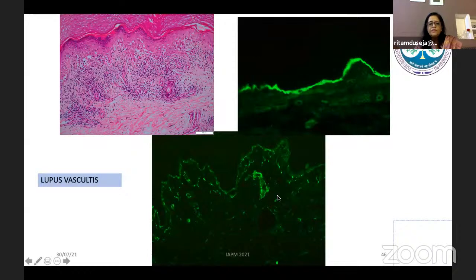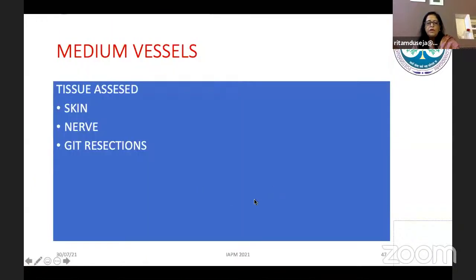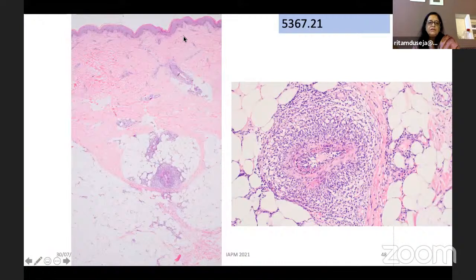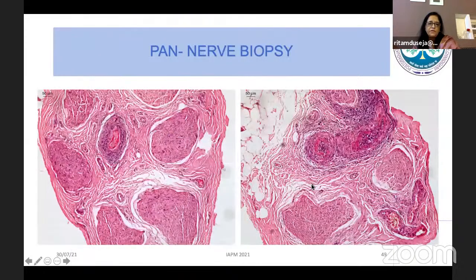Another setting of vasculitis is lupus vasculitis, where again immunofluorescence is going to help you. Now coming to medium vessel vasculitis, here generally the surgical material which we receive is a skin biopsy, nerve biopsy, or resections, where generally it's our hunch that we are going to pick up. So in this case, a skin biopsy is done, and I see a big artery showing arteritis. There is inflammation, there is fibrin present, but again, I will not say whether it's GPA or PAN. I will just say there's evidence of arteritis.